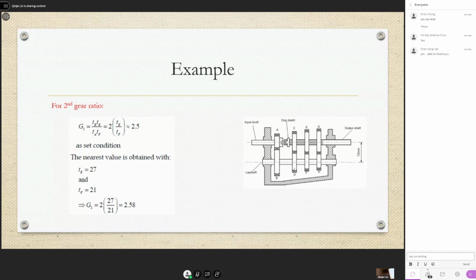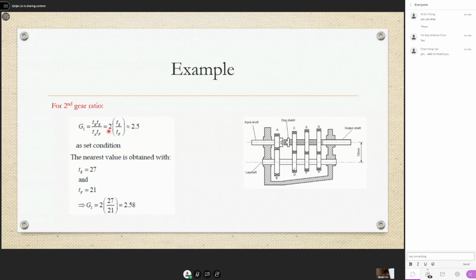Okay, then for the second gear ratio, using the same system, they want you to have 2.5. So the second gear ratio also makes up of two systems. One is A and B. Then for this one, they use E and F to illustrate. So you must account for the gear ratio here for A and B, and also account for the gear ratio between E and F. So for gear ratio equals 2.5, it must be TB over TA, account for this one first, multiplied by TE over TF. And the whole thing must equal 2.5.